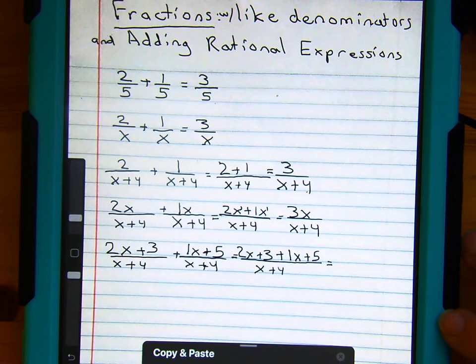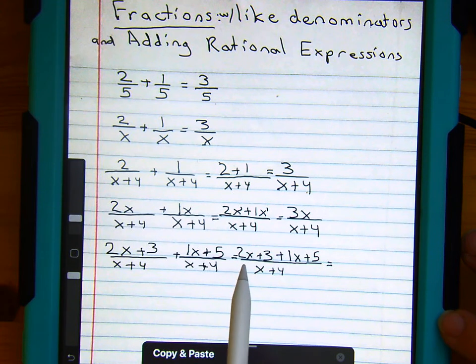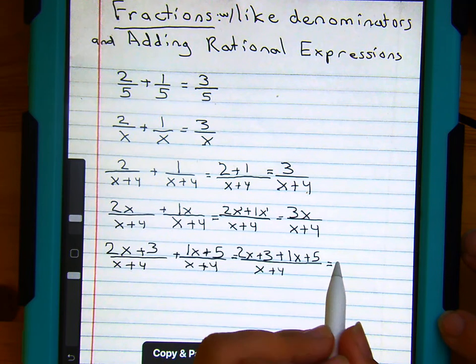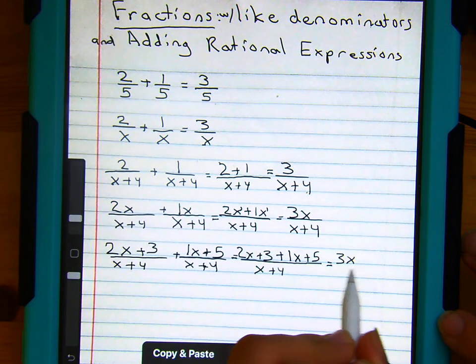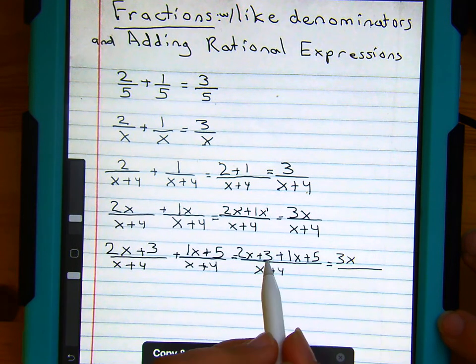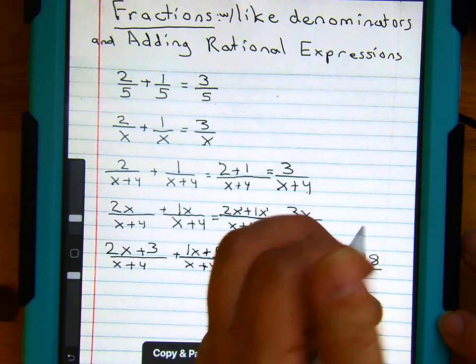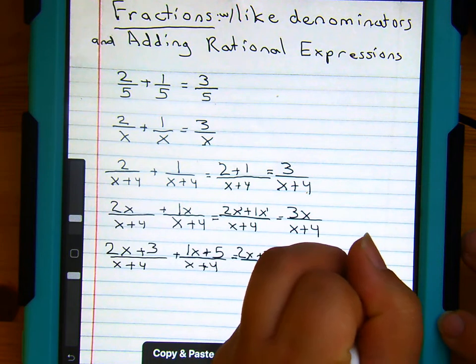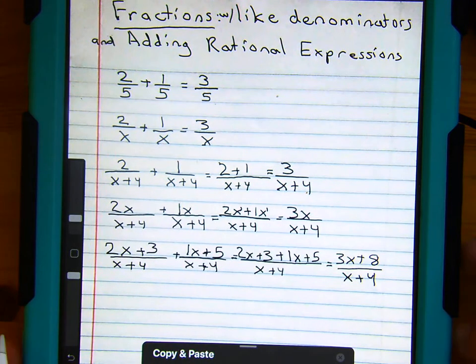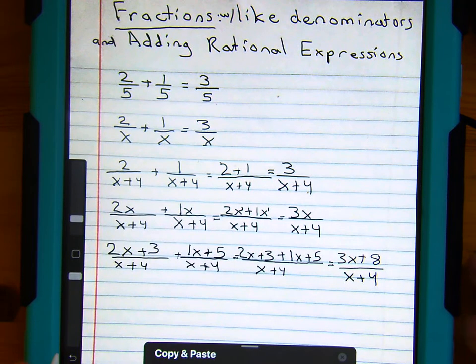So here I get into a little bit more advanced combined like terms. I have my 2x and my 1x, which is going to give me 3x. I have 3 plus 5, which is going to give me 8. And it's going to go all over my x plus 4. And I'm finished. I can't simplify my numerator. There's not a number that I can do reverse distribution and distributive property here. And I can't cancel anything out.